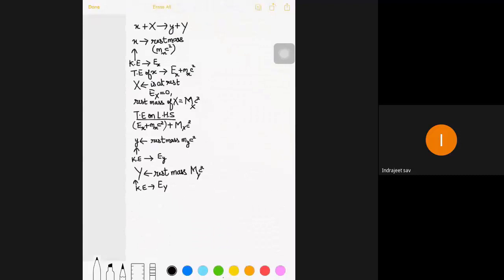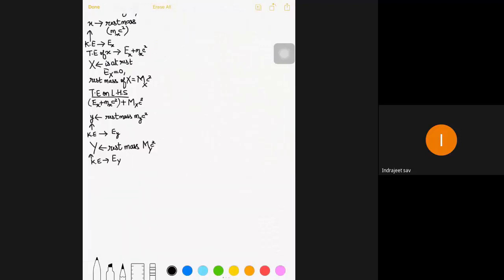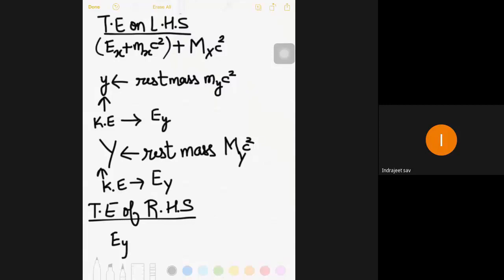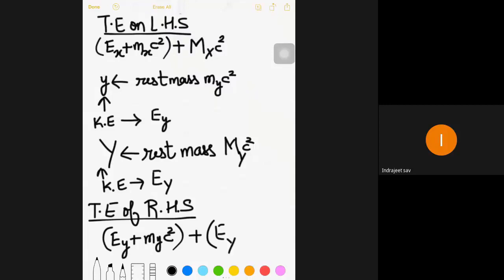So now the total energy on the RHS has to be equal to the kinetic energy of small y plus the rest mass energy of small y plus the kinetic energy of the residual nucleus plus the rest mass energy of the residual nucleus. Is this clear?